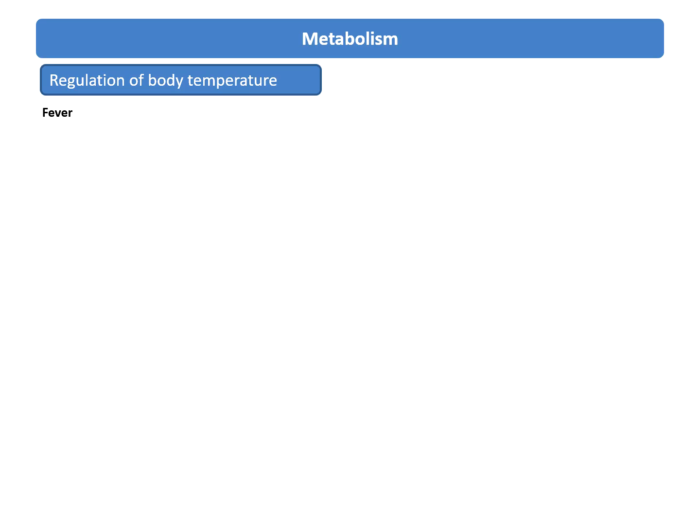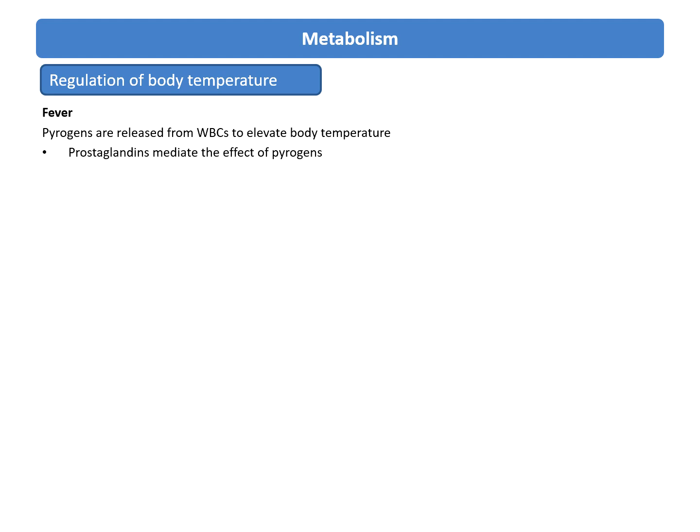Let's look at fever. Pyrogens are released from white blood cells to elevate body temperature. Prostaglandins mediate the effect of pyrogens. Aspirin decreases synthesis of prostaglandins, and so the effect of the pyrogens to raise temperature is lessened, and that's why we give aspirin to lower a fever.